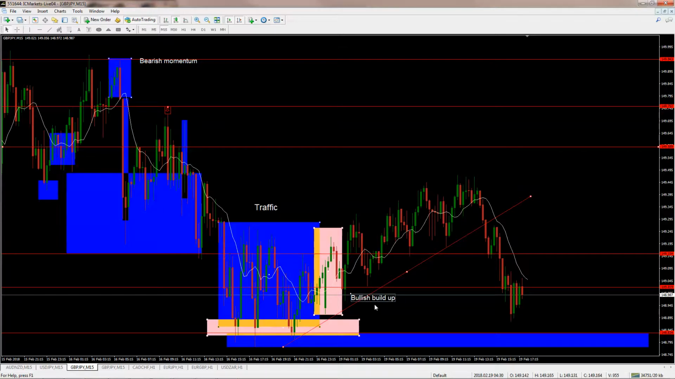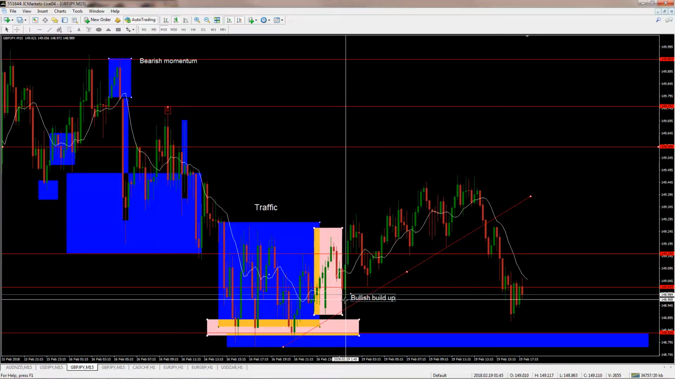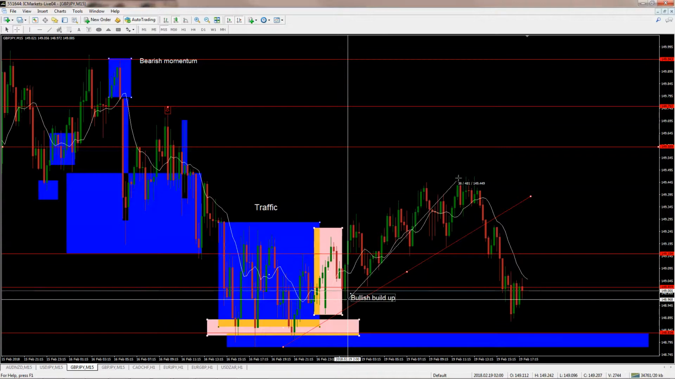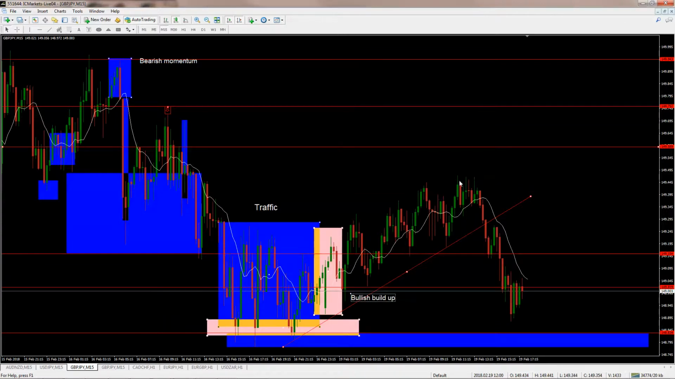So there it is, moving up, moving up, moving up. It's not a lot of points per se, but you could have made money here. It's about 500 pips, 503 points, and we're fine.